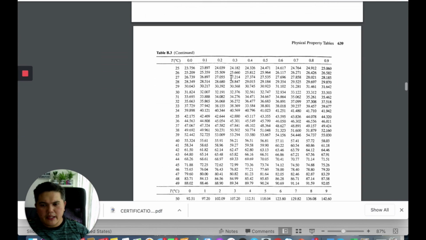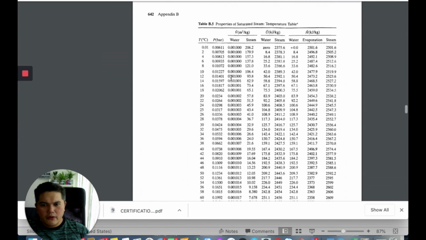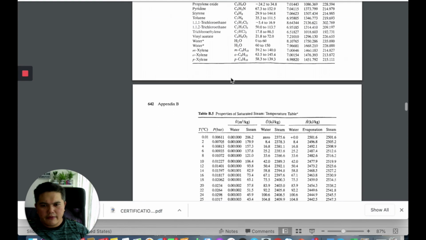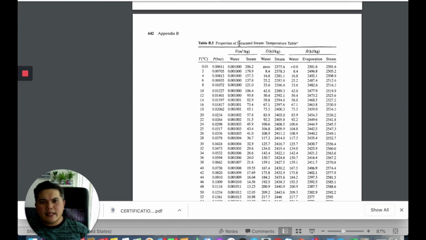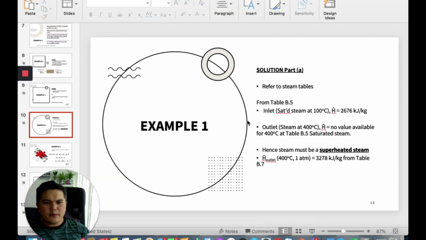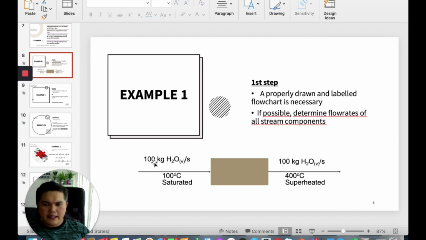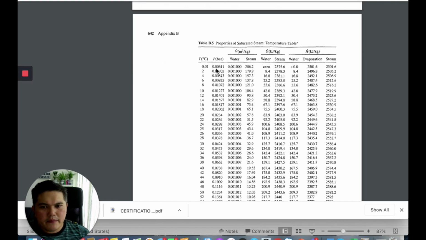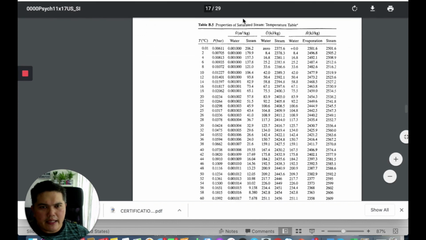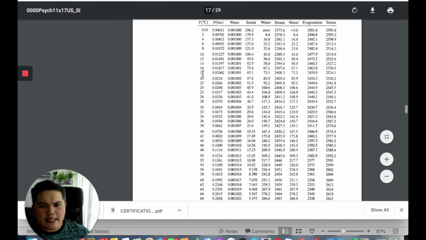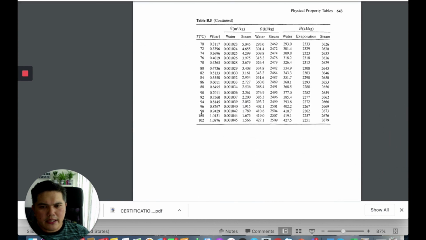This is table B3, and this is table B4, and I'm going to bring you to table B5. Table B5 is the properties of saturated steam, the saturated steam temperature table. When you are given this problem, we need to look at the 100 kilogram of water vapor which is saturated at 100 degrees Celsius. So we know that it is saturated steam and it is at 100 degrees Celsius. So we will go to 100 degrees Celsius.